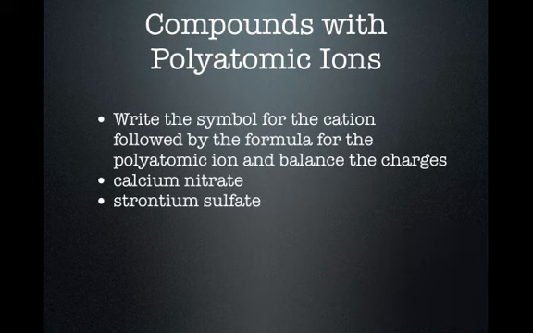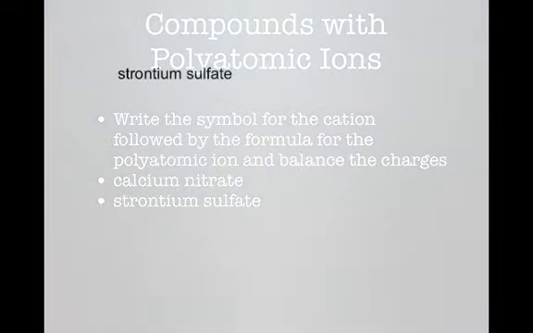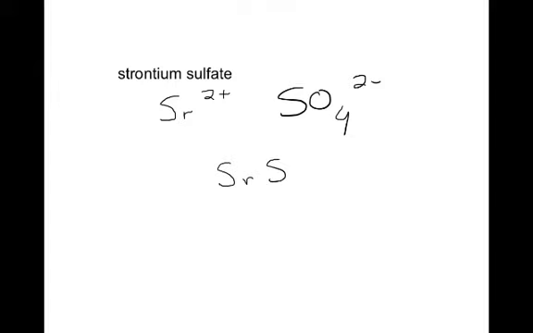Okay, so let's try strontium sulfate. I have strontium Sr 2+, sulfate SO4 2-. You've got to look those up in the chart if you don't know them. And you can see now this is where you've got the 2 and the 2. We don't want to crisscross those. We just want to keep those at 1 to 1 when it's a 2 and a 2. So this is just going to be SrSO4.